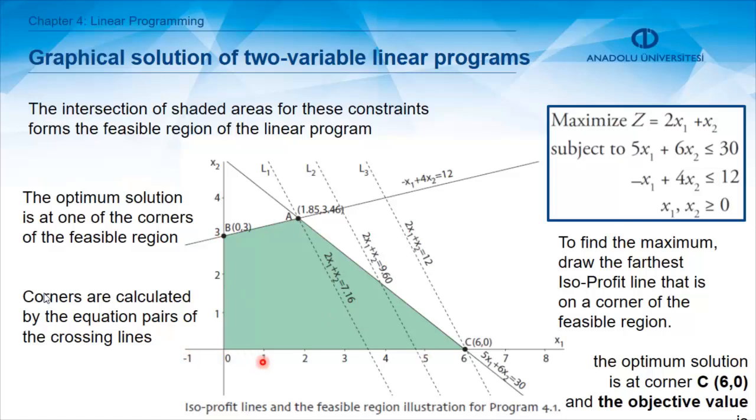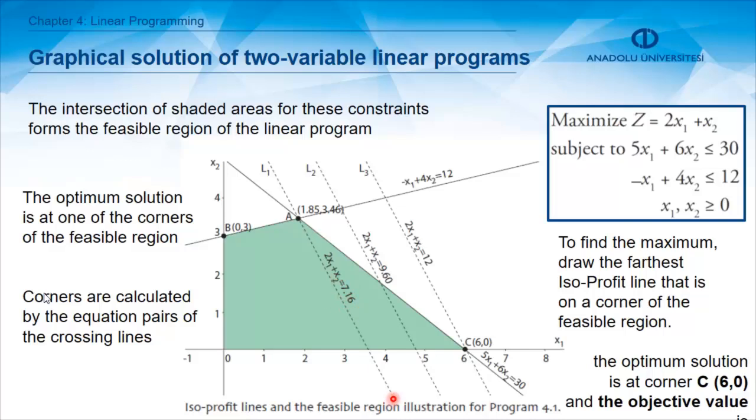To get the optimum one, instead of calculating each of these corners and selecting the one with the highest objective value, we can draw isoprofit lines. An isoprofit line is a line that has the same slope as the objective function given here. The points on the same line have the same objective value. For instance, for isoprofit line 1, L1, it is about 7.